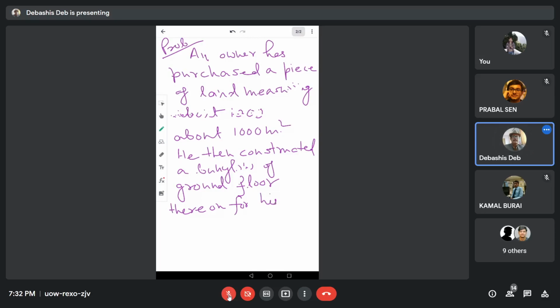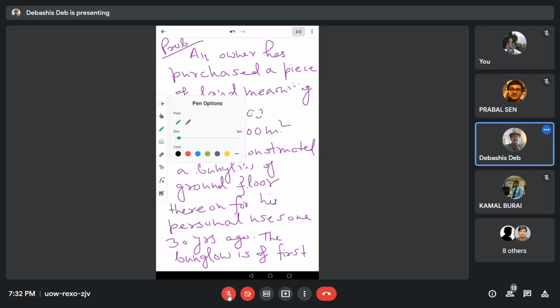for his personal use. Some 30 years ago, the bungalow is of first class construction.